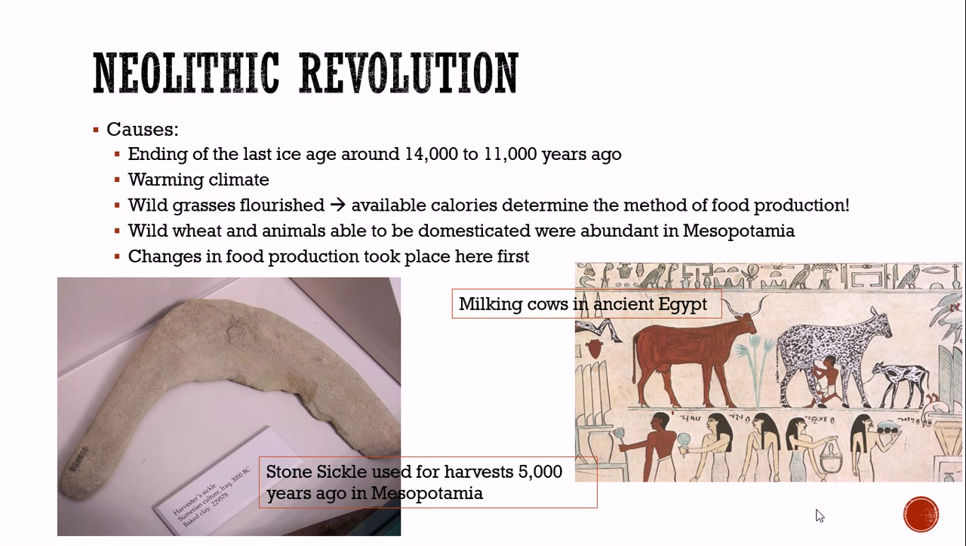And you can see up on the screen a really cool picture of a stone sickle that was actually used to harvest wheat or other crops in Mesopotamia 5,000 years ago. Over on the right, you can see people milking cows in ancient Egypt.